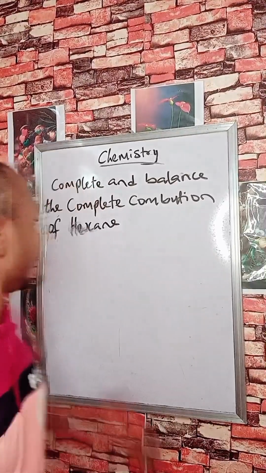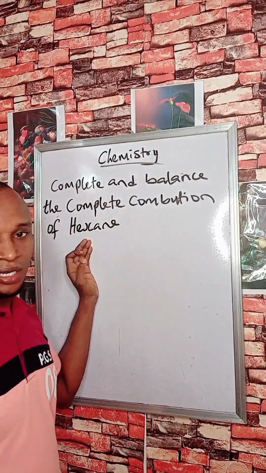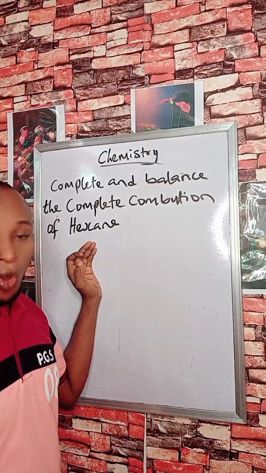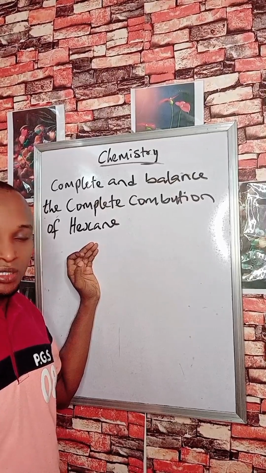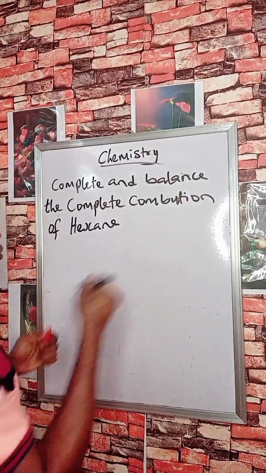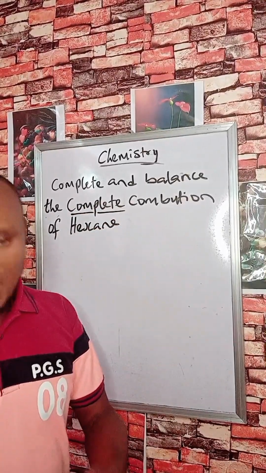Chemistry students, complete and balance the complete combustion of hexane. Now, when it comes to hydrocarbons, there are two possible reactions that occur when bound in oxygen. The first one is carbon dioxide and water. The second one is carbon monoxide and water. For this question, because it is complete combustion, the products will be carbon dioxide and water.